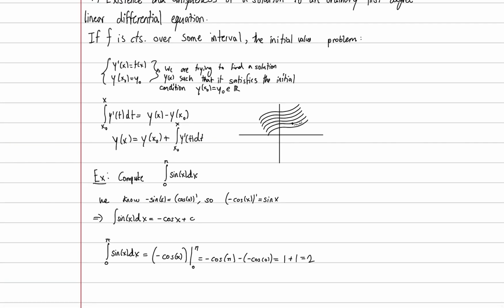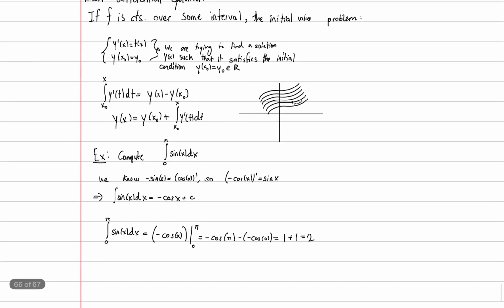And here's our final ending example. Compute the integral from 0 to pi of sine of x dx. Previously, we did not have enough tools to do this, but now, using the second fundamental theorem, we note that negative sine of x is the derivative of cosine, right? So we're going to forget about constants and just think, which function's derivative is sine? Well, cosine's derivative is negative sine, so negative cosine's derivative is just sine.